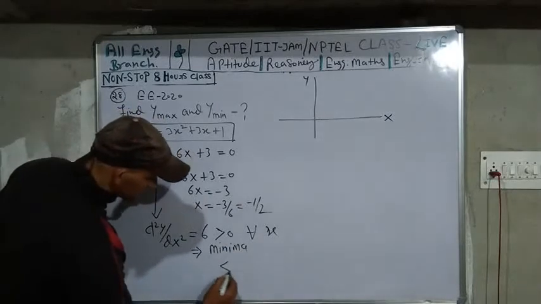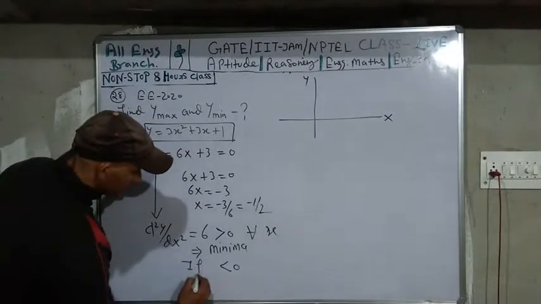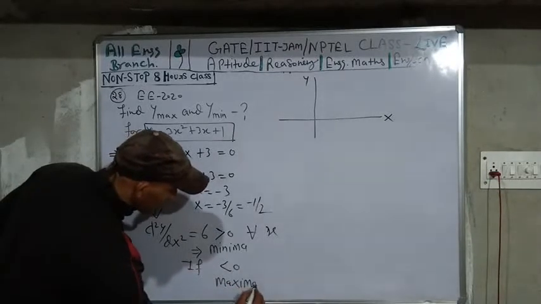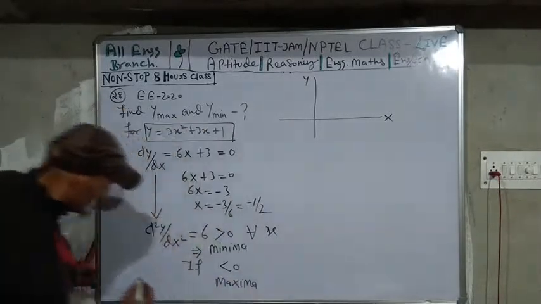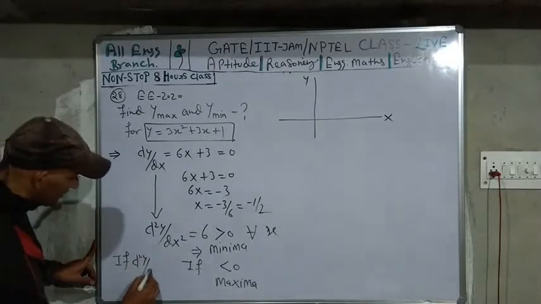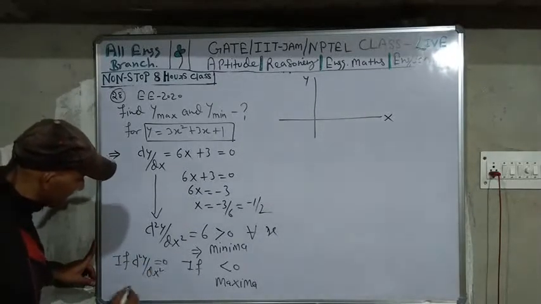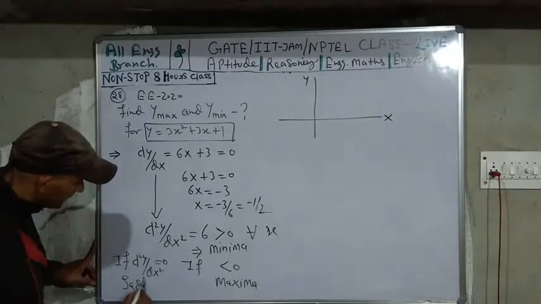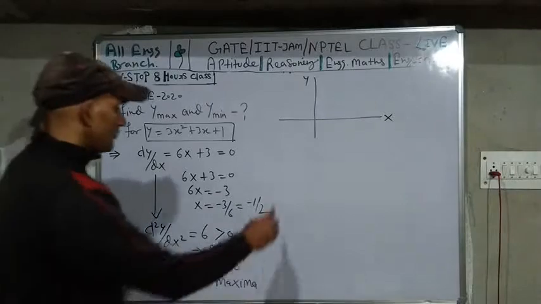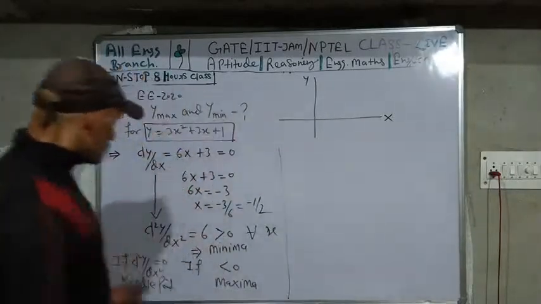If this is less than 0, then this is a maximum. If d square y upon dx square is equal to 0, it implies a saddle point, meaning no maximum and no minimum.